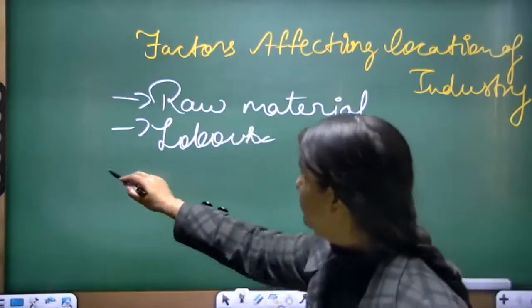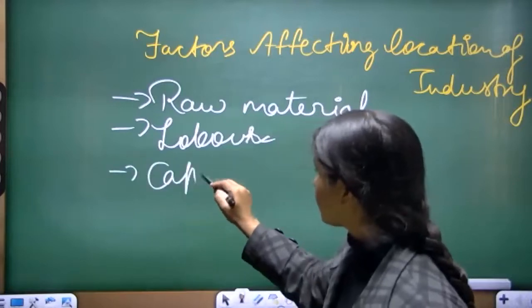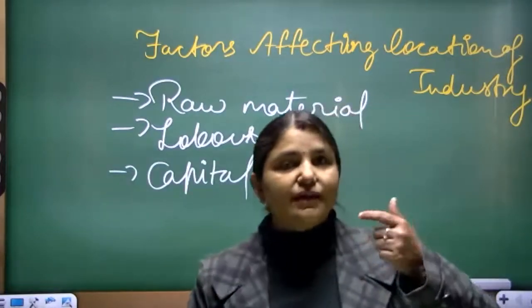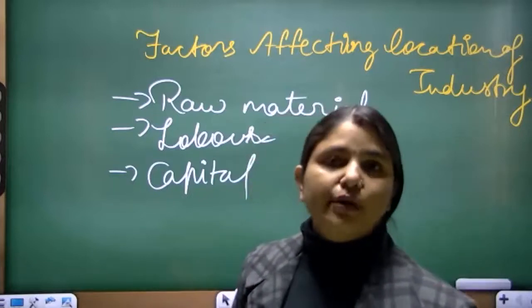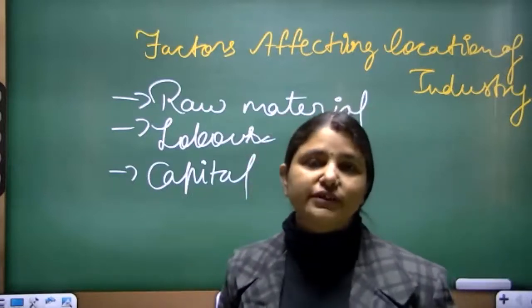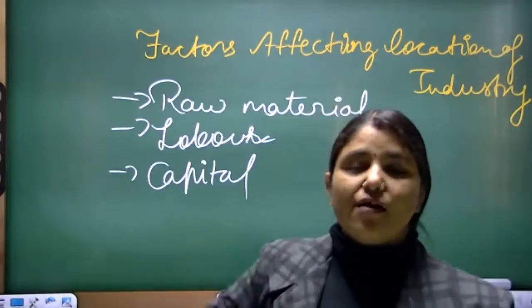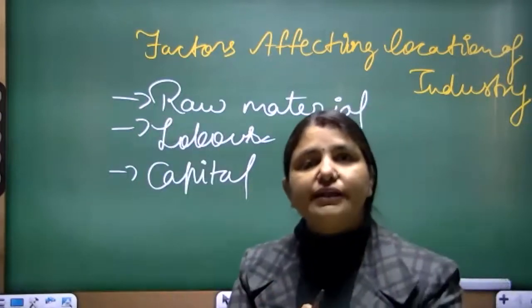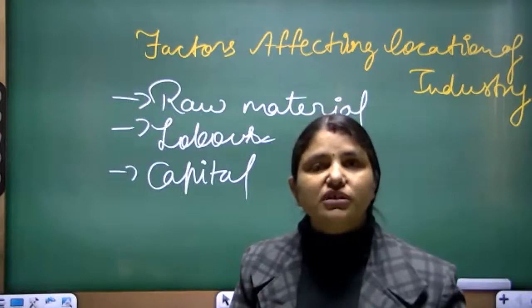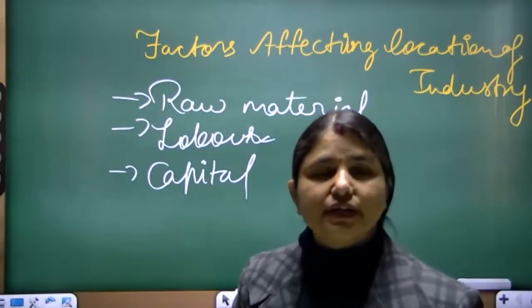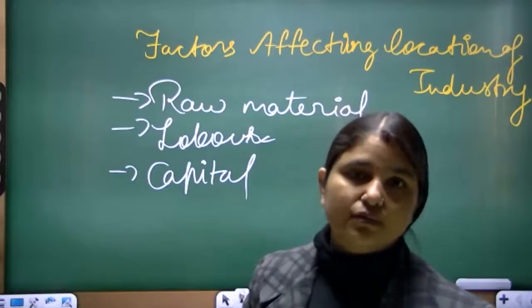Third one is capital. What do you mean by capital? Capital means money भाई, पैसे, money. Money तो definitely जो हवा में तो industry बननी नहीं है, definitely we require the money. If you will feel कि I have all the factors but money I do not have, so it is impossible कि you can make industry over there. For making any of the industry, definitely we require the money.